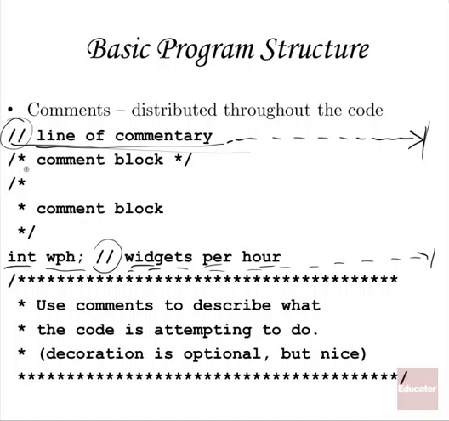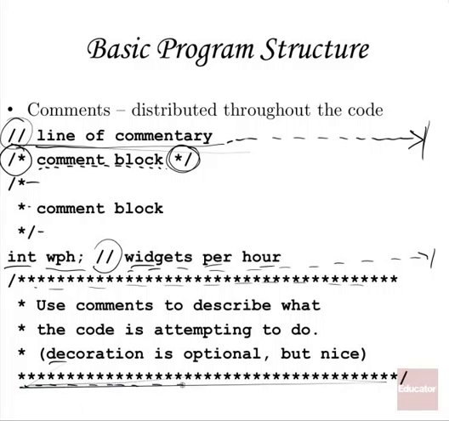Now here's the other style. This is inherited from C, which is still used in C++. Your slash asterisk begins a comment block. Everything inside there is a comment until you get to a closing asterisk slash. This allows you to do multiple lines of comments. And we have beautiful little decorations. So use comments to describe what the code is attempting to do. The decoration here is optional, but it's nice to draw the reader's eye to this particular comment. It says, here, this is important. Read this. You need to know what this is about. I've even seen them have equal signs, hyphens, all sorts of different things.